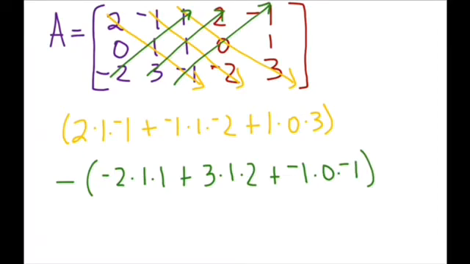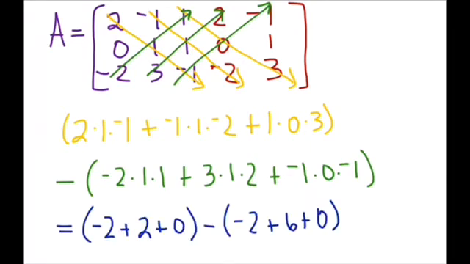So using my order of operations, I work within the parentheses, and I'm going to get each of those numbers simplified in there. So in the first set of parentheses in the yellow, it turns into negative 2 plus 2 plus 0, and then the green stuff turns into negative 2 plus 6 plus 0. When I simplify all that and add it together, I get 0 minus 4, which is negative 4. That is the determinant. And that's how you find the determinant of a 3 by 3 matrix.